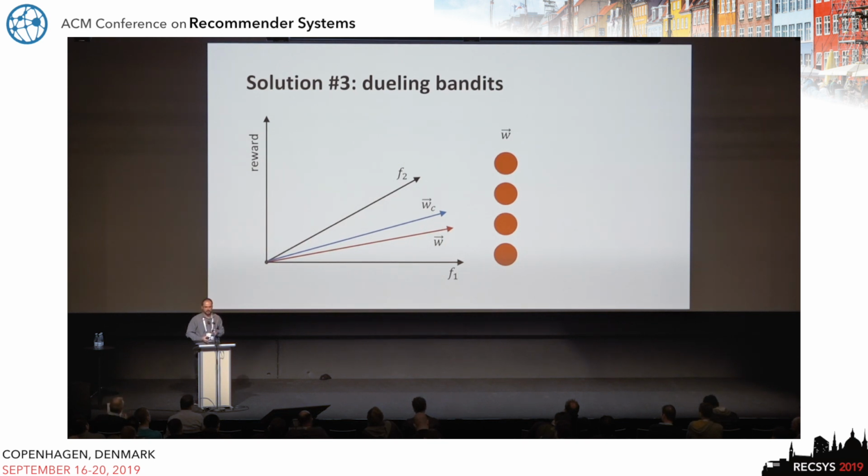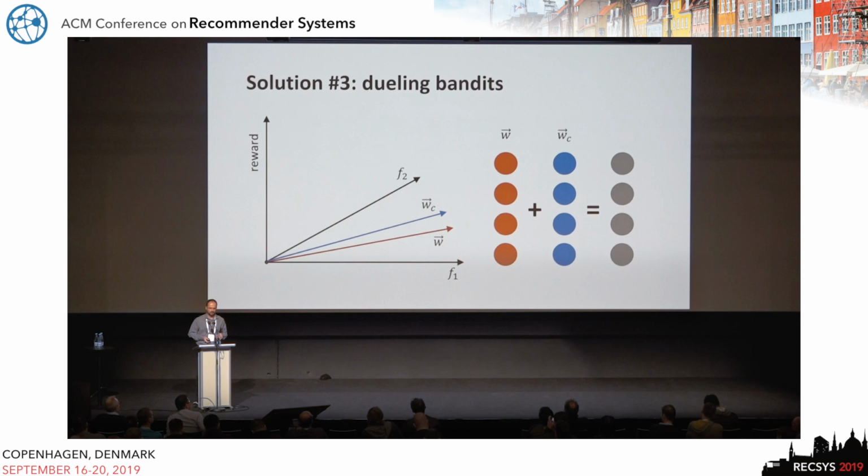we have the current and candidate models produce a ranking. In this case, the current model produced this red ranking, and the candidate model produced the blue ranking. We interleave these two rankings in a sort of round-robin fashion, and show this interleaved ranking to the user in a blind fashion, so the user doesn't know exactly where each result came from. And we collect feedback on this interleaved ranking. In this case, usually clicks.